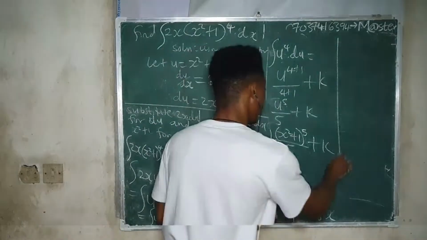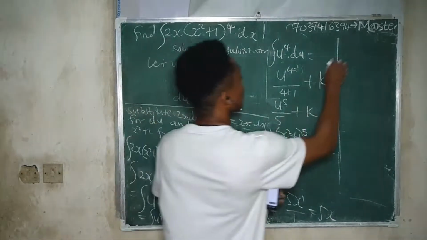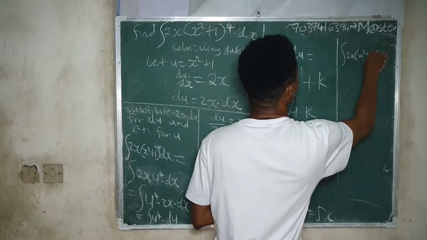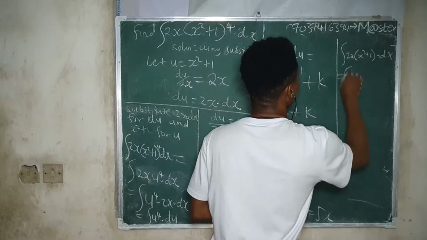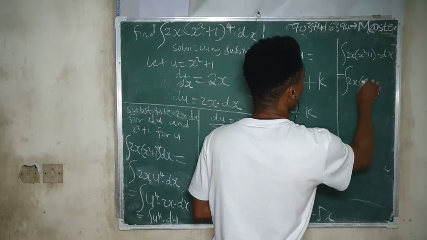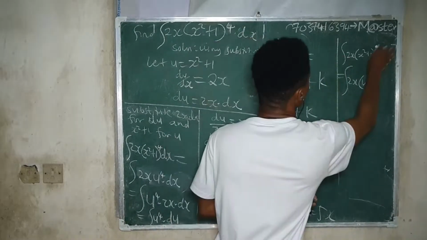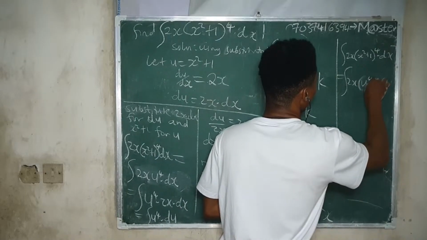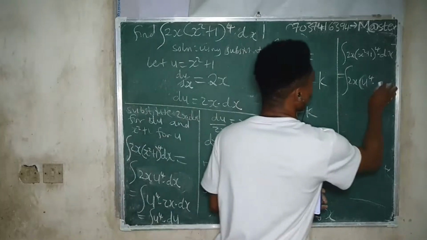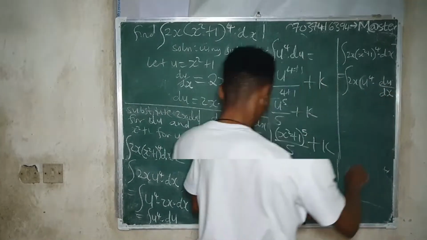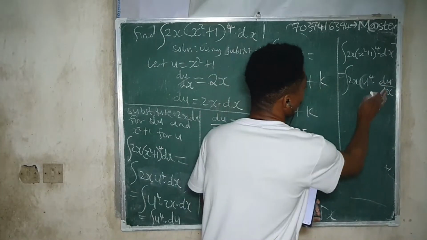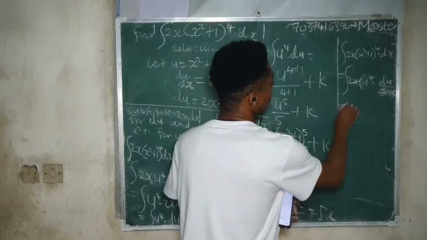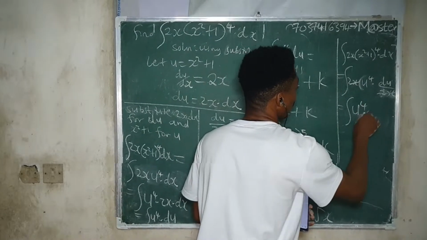All right, let's go. This will become the integral of 2x times (x squared plus 1) to the power 4 dx. This will be equal to the integral of 2x times u raised to power 4. In place of the dx, I will now put du over 2x. Have you noticed that 2x will cancel 2x? So this equals the integral of u raised to power 4 du.